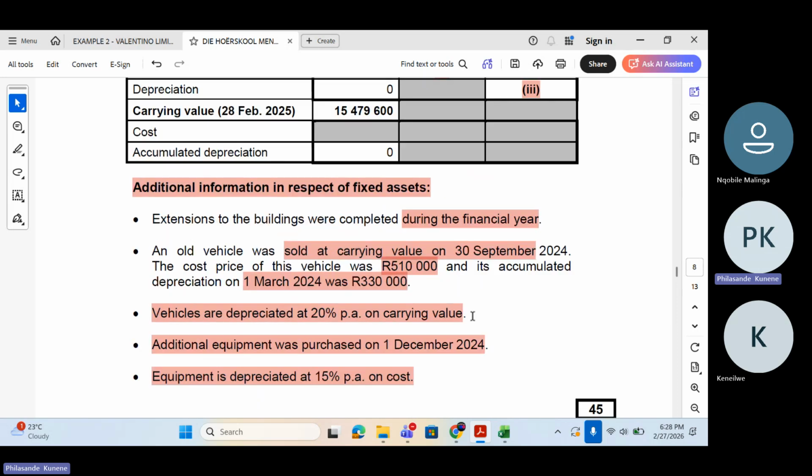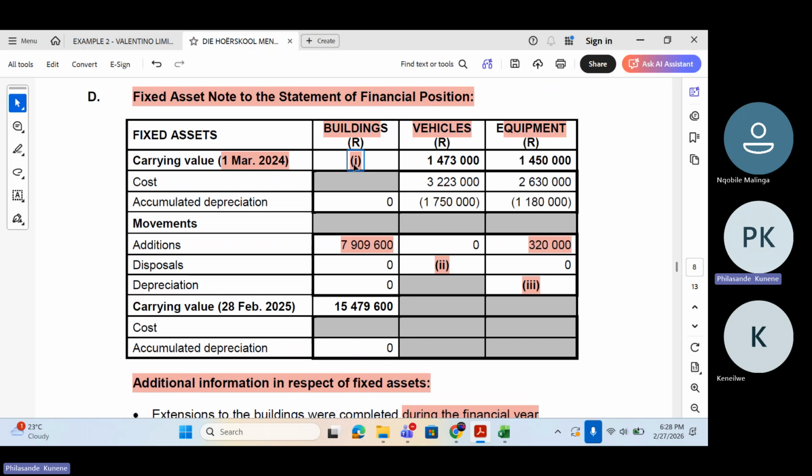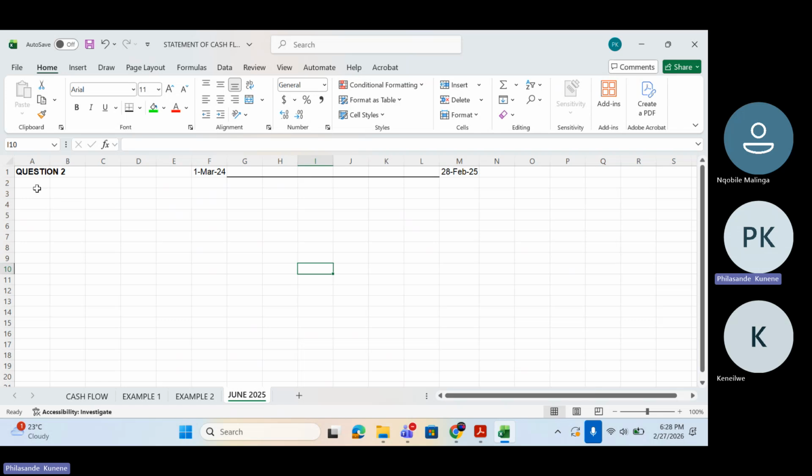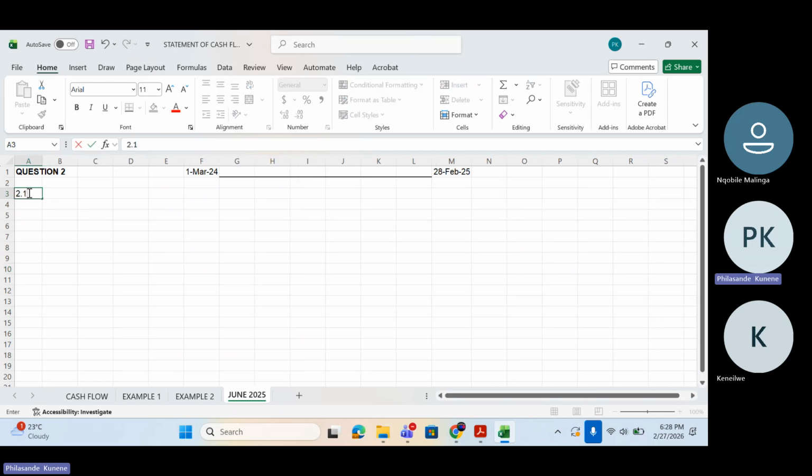Now, guys, I want us to start with number 1, buildings. How are we going to calculate Roman figure 1 to get the carrying value at the beginning? Carrying value at the end minus additions. Very good. So that's what I need to do to calculate. I'll just do my 2.1, and then do my Roman figure 1 and deal with that.